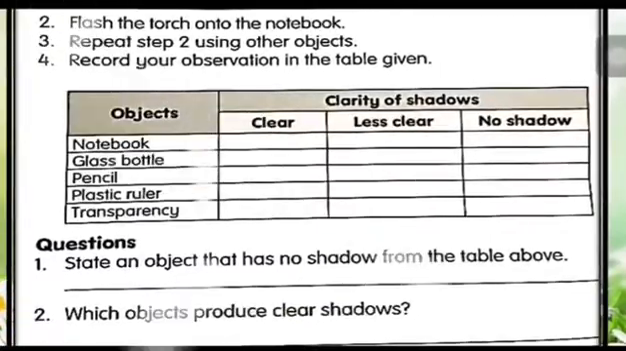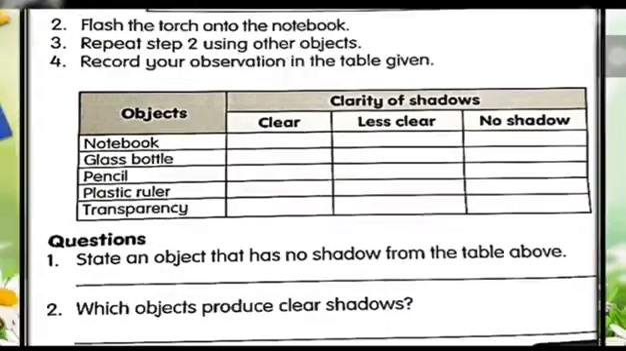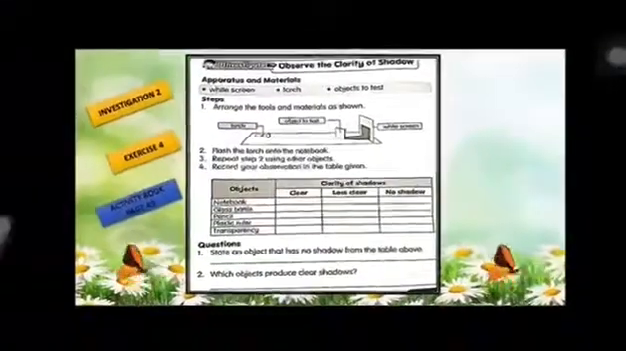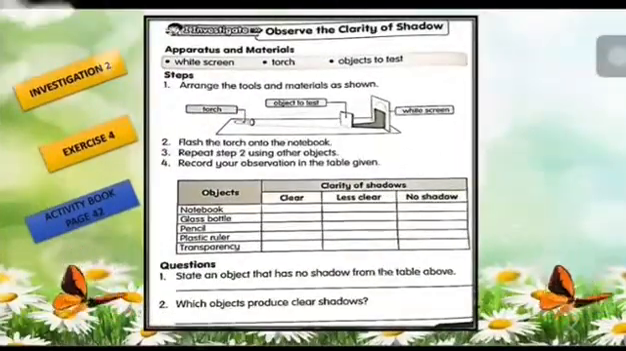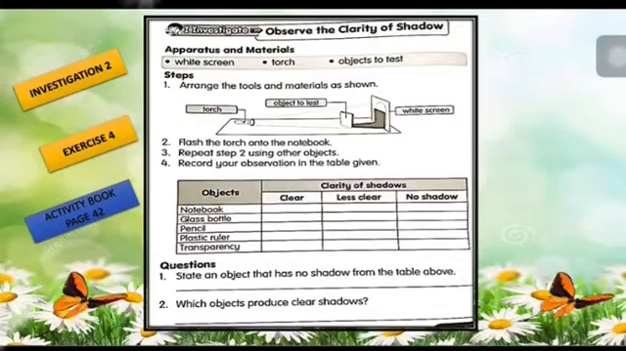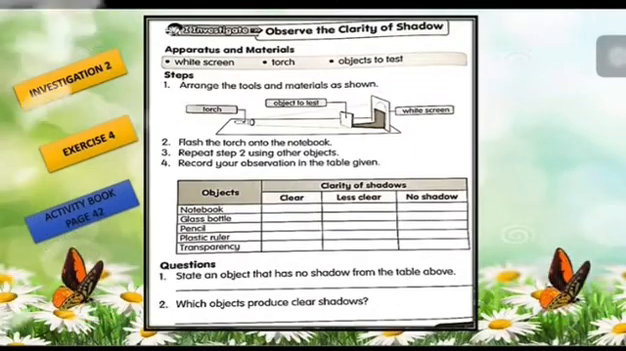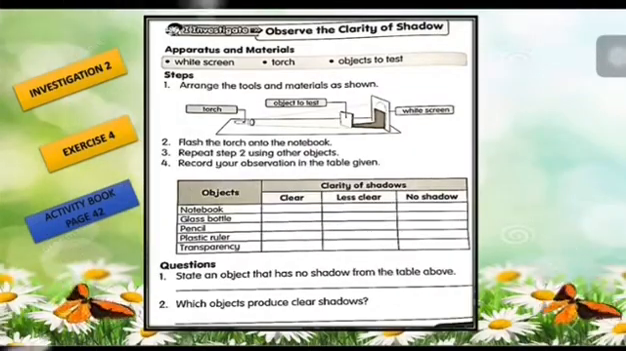Okay, if you have a shadow, you tick clear. If you have a shadow but it is not clear, you tick less clear, and if you do not have a shadow, you tick no shadow. Okay, understand? So this one you have to do and tick. After you tick, you will answer question number 1 and number 2. Easy only.